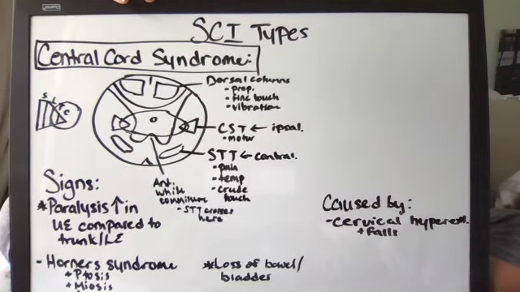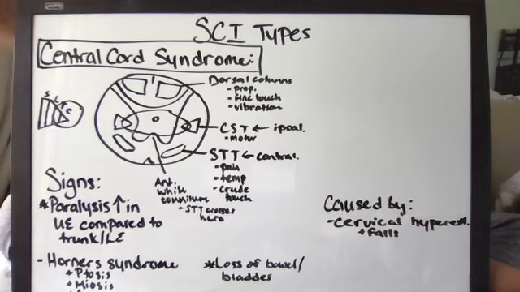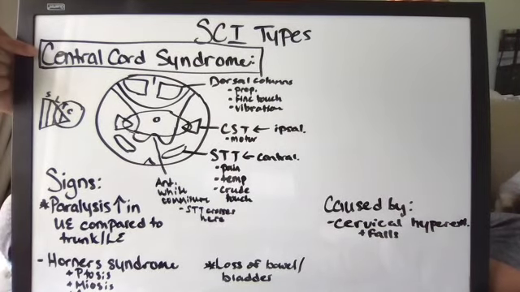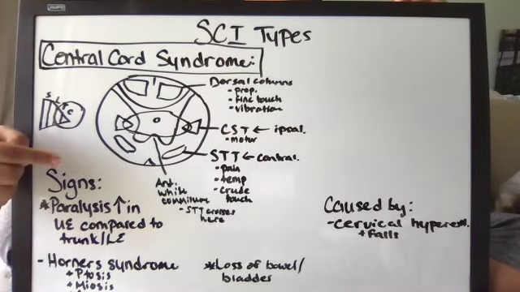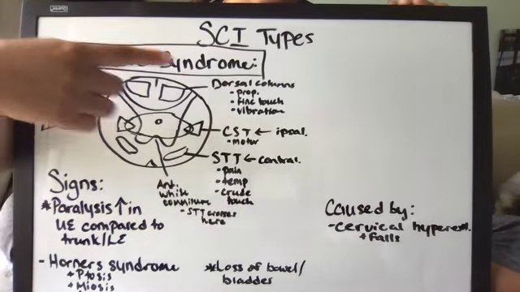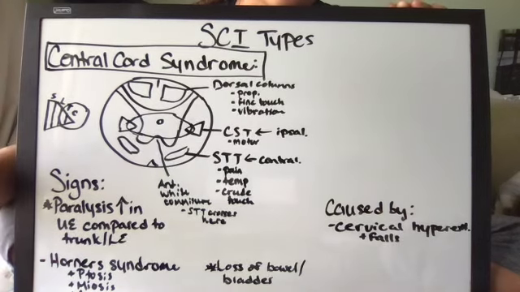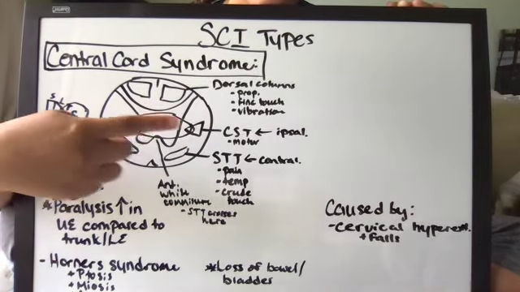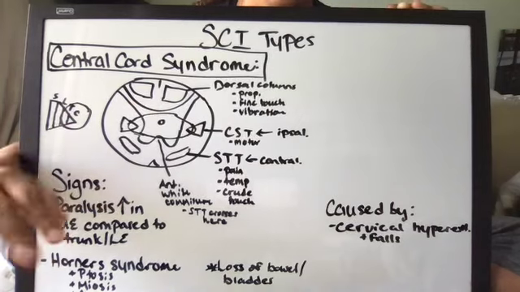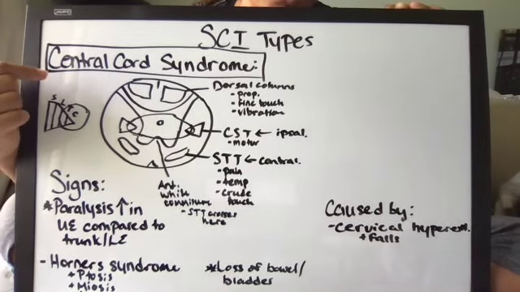I am going to be reviewing types of spinal cord injuries, starting out with central cord syndrome. But before I start talking about the signs and the causes of this, I just want to go over what's involved, what the spinal cord looks like, the different tracts, because knowing this stuff is going to tell you everything about the type of syndrome that you're dealing with.